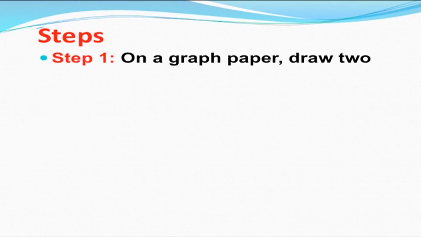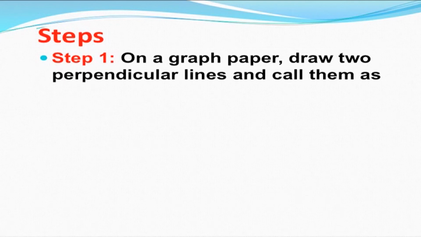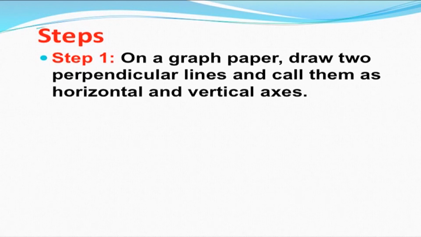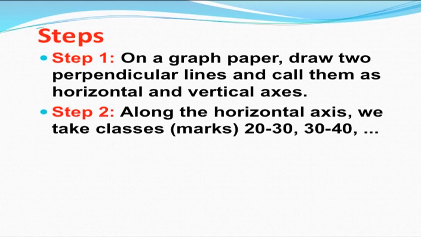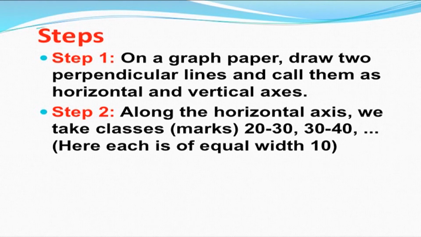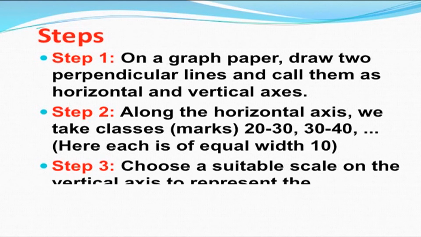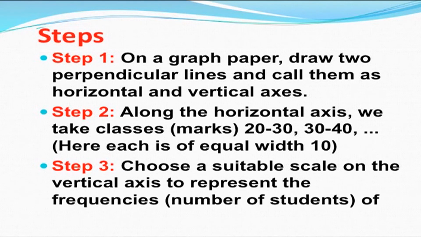Step 1 is on a graph paper draw two perpendicular lines and consider them as horizontal and vertical axis, or say x-axis and y-axis. Step 2, along the horizontal axis, means x-axis, we take classes here, which are marks, for example 20, 30, 30, 40, etc. Here each is of equal width, which is 10. Step 3, choose a suitable scale on the vertical axis, or say y-axis, to represent the frequencies here, which is the number of students of the classes.